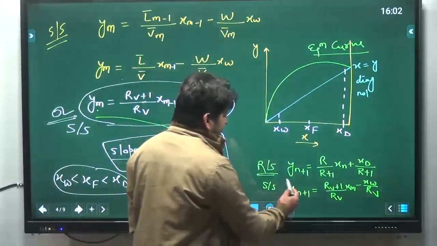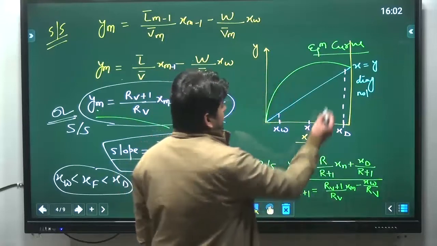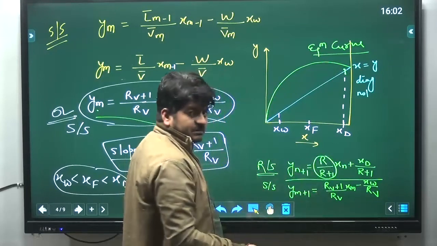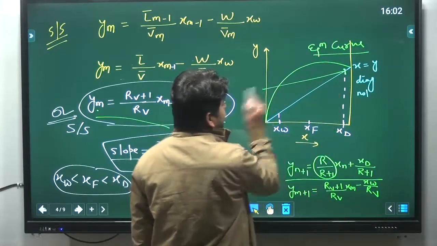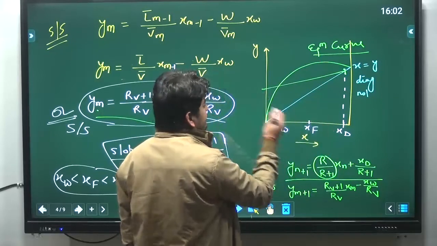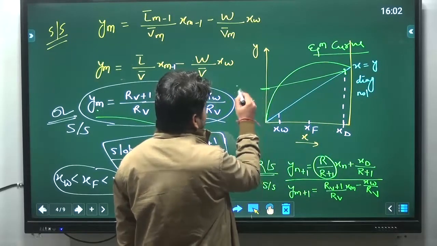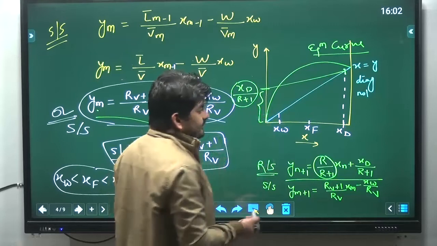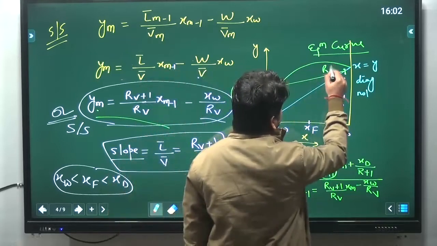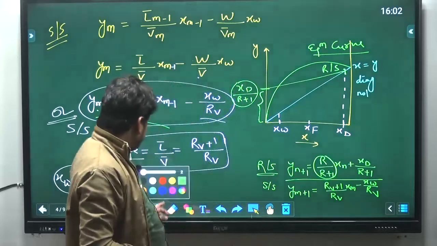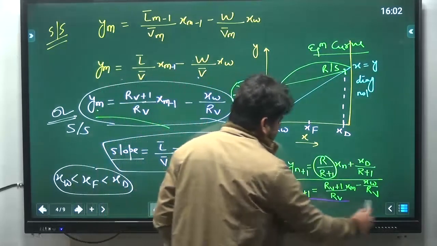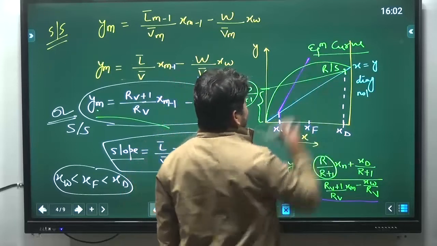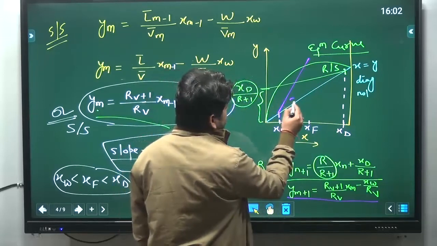For the rectifying section, you can see the slope is R upon R plus 1. As you know the slope, you can draw the line. That will be a straight line, and this point will be the intercept, that is xD upon R plus 1. This is the operating line of the rectifying section. Similarly, for the stripping section, you have xW. So this will be the operating line of the stripping section.